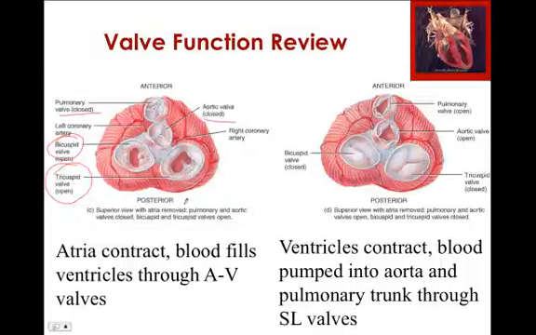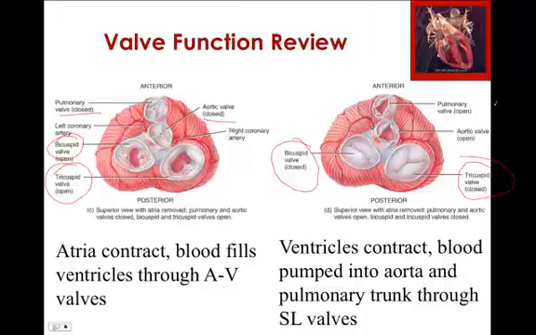Now, when the atria relax and the ventricles contract, you're going to see that your AV valves are closed. Your tricuspid and your bicuspid valves are closed, and the pulmonary semilunar and aortic semilunar valves are open. Okay? So again, I could very well ask a question like, when the ventricles contract, which valves are open and which valves are closed? And you would say that the bicuspid and tricuspid valves are closed, and the pulmonary and aortic semilunar valves are open.